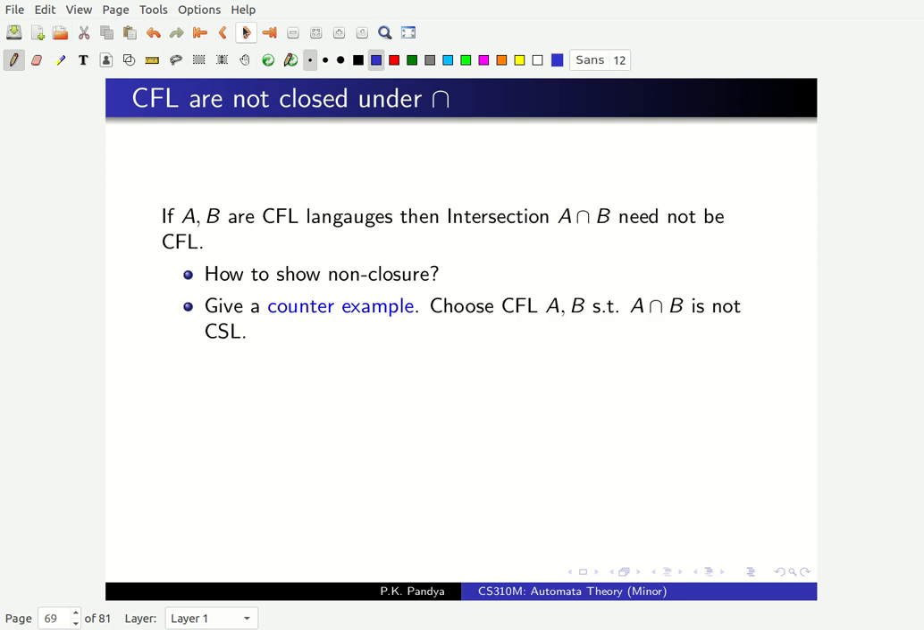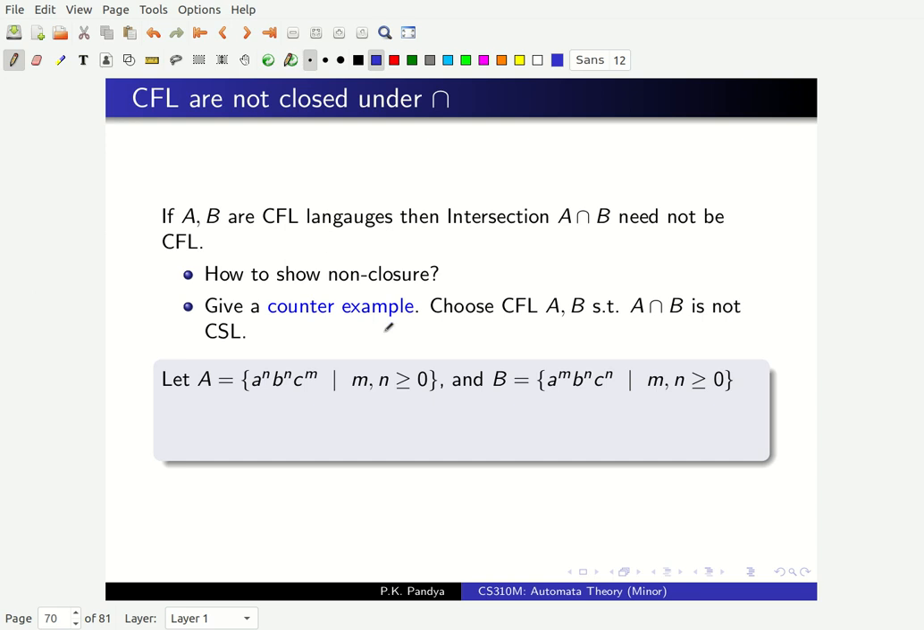To show non-closure, we have to give a counterexample. That is, we have to show two context-free languages A and B such that A intersection B is not a CFL. Sorry, there is a mistake here; it should be written as CFL. So what we are showing is that there exist at least two context-free languages A and B such that their intersection is not a CFL. We give a counterexample to closure of CFL under intersection.